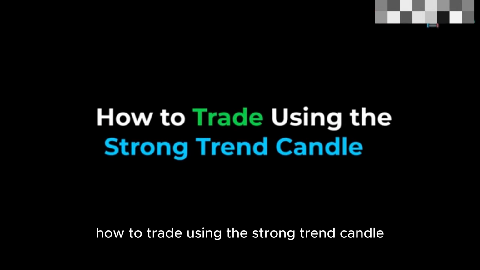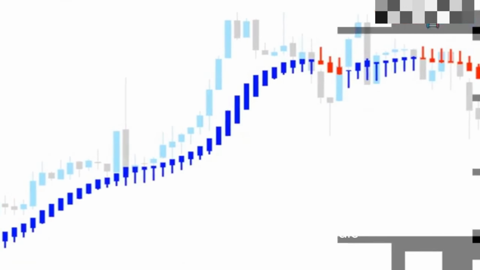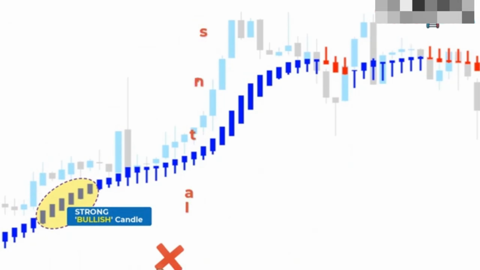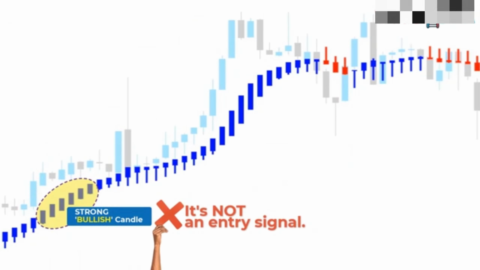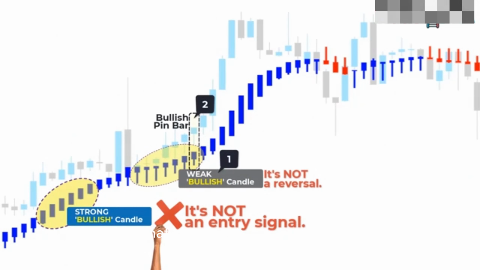How to trade using the strong trend candle. When you spot a trending market confirmed by a strong trend candle, your job is not to enter immediately, but to wait for the next opportunity. Here's the smart approach. 1. Wait for a weak trend candle to form. This signals temporary exhaustion, not a reversal. 2. Look for a price action pattern that aligns with the established trend. 3. Enter the trade with confidence, knowing you're trading with the momentum, not against it.